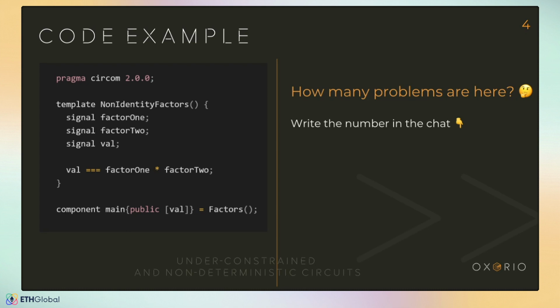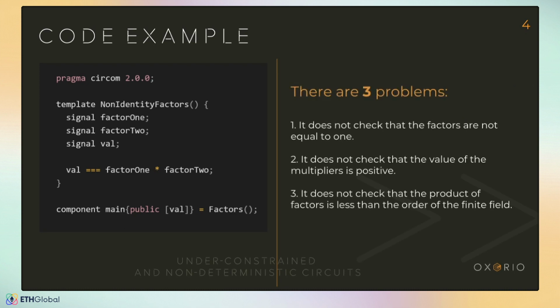Let's move deeper. To understand that, let's see the following code example. As you see, it's just a template that takes 3 signals. The first 2 are just factor inputs, factor 1 and factor 2. And our program just checks that the product of those 2 signals is equal to our public signal val. And guys, this question is for you: how many problems do you think are here? You have the ability to look at it yourself and write it into the chat while I explain it.